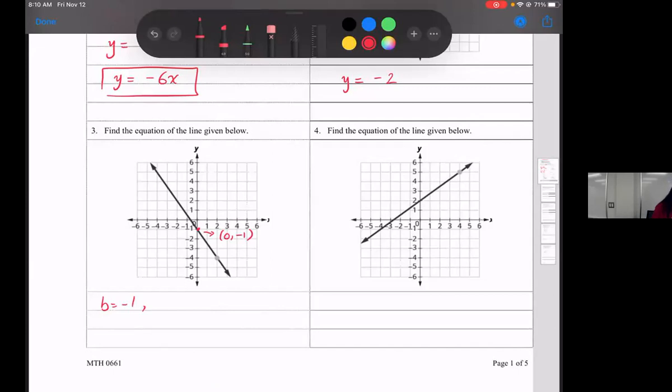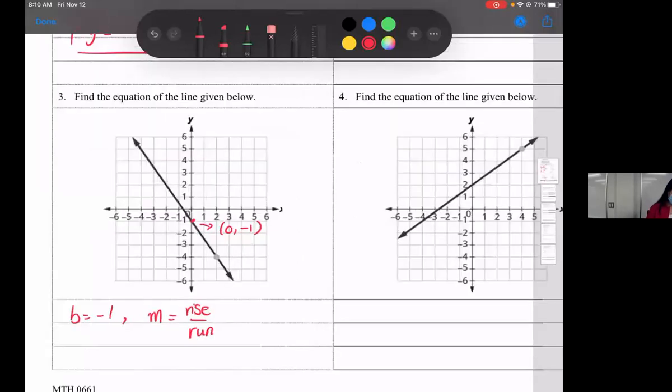The slope, m equals rise over run. So how do I find the rise and how do I find the run? They pick 2 points. Yeah, between (-4, 2) and (0, -1). Okay, good, very good. Right, so they give you a very light gray point there.